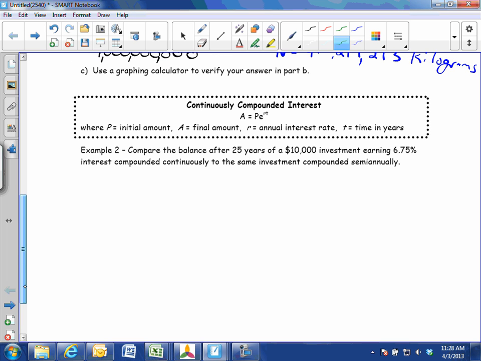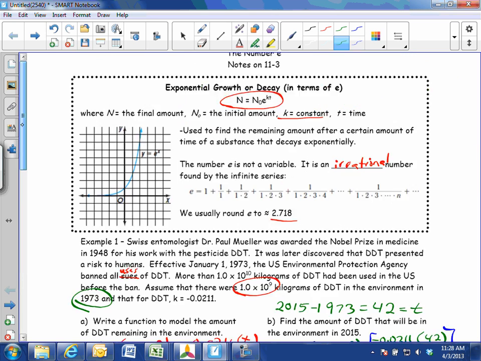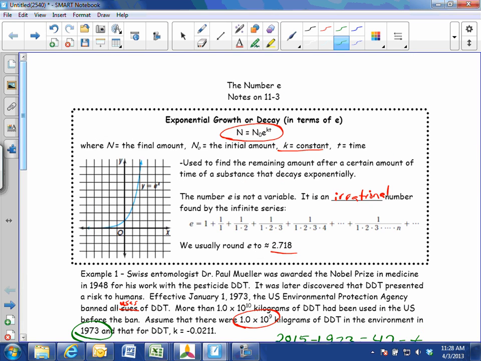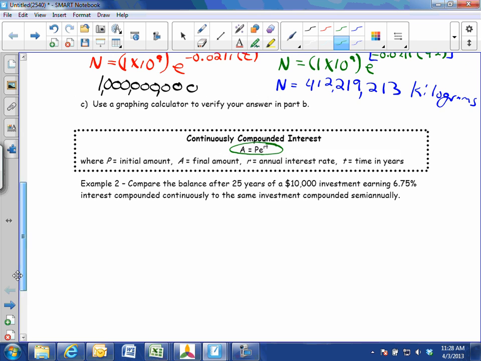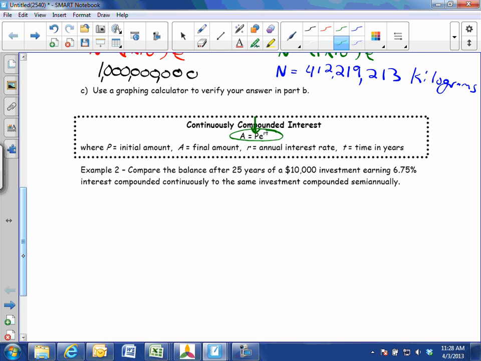Notice it looks really similar to this one up here. Actually, it's pretty much exactly the same thing, because we start with our initial amount. In this case, we call it P instead of N0. We have our interest rate times time. So our initial amount would be 10,000. We're comparing compounded continuously and compounded semi-annually, so we're going to do 2 problems. Compounded continuously, we'll use this one.